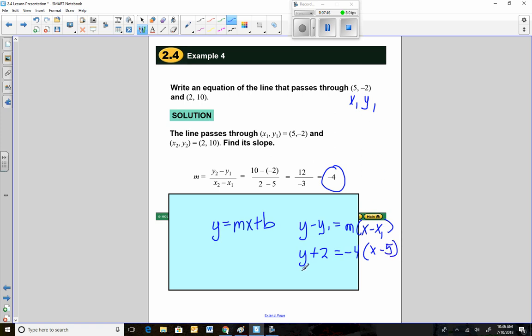And so we go ahead and do y plus 2 equals negative 4x, distributing. Negative 4 times that is positive 20. And so we minus our 2, y equals negative 4x, and we have plus 18. There is our equation of the line. Okay? All right.